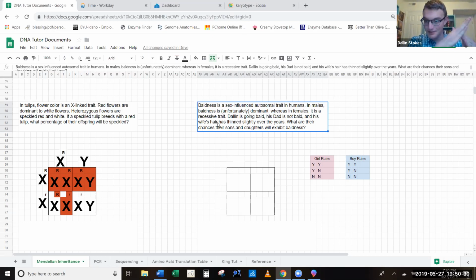Wait, hold on. Same trait, different results based on what gender you are? How's that possible? Because sex-influenced traits are influenced by hormones and other factors that depend on what gender you are. Males have more testosterone, females have more estrogen and progesterone. So the hormones affect the gene differently, and it changes the dominance based on what gender you are.